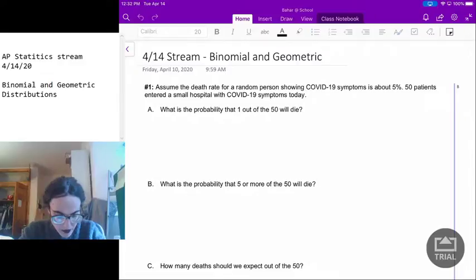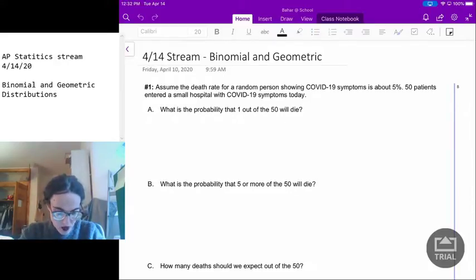So let's assume that the death rate for just a random person, we don't know anything about the person. Is this person young? Is this person old? Does this person have any health problems? We do not know. This is just a random person. So for any random person, we're assuming a death rate of about 5%. So 5% of those who express the symptoms will pass due to them.